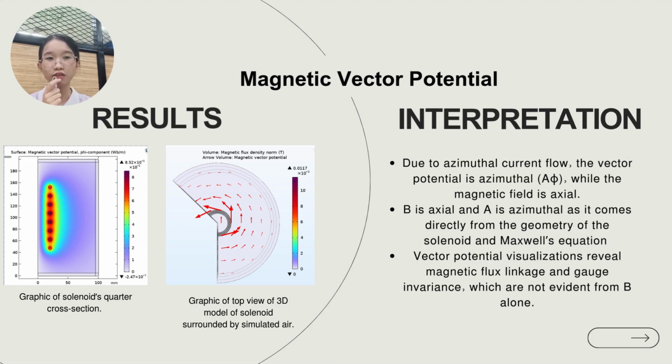Finally, visualizing the vector potential provides insight that is not obvious from the magnetic field alone. Contours of the vector potential clearly show magnetic flux linkage, and a gauge transformation changes the numerical value of the vector potential without affecting the magnetic field. This confirms that while the vector potential is not unique, the magnetic field is the true physical observable. Overall, this study demonstrates how combining magnetic field and vector potential analysis gives a deeper understanding of magnetic field generation in a solenoid.